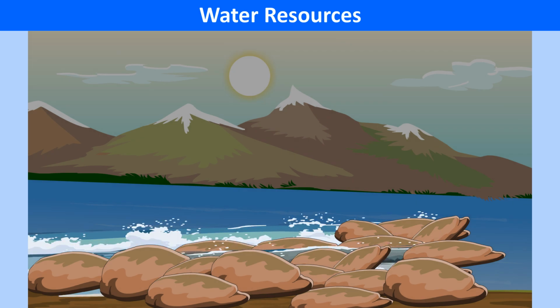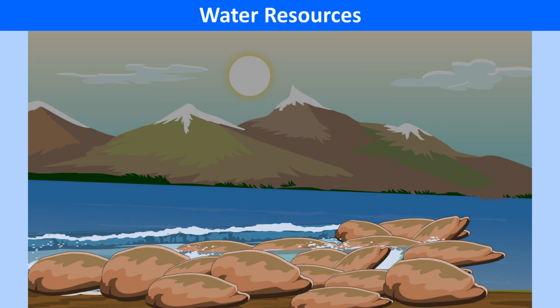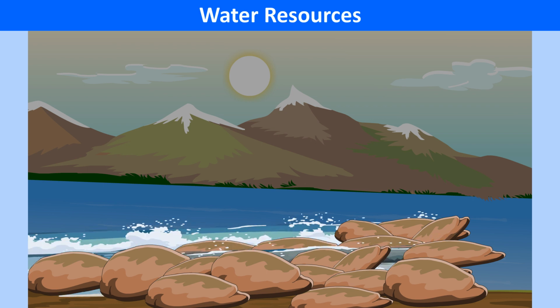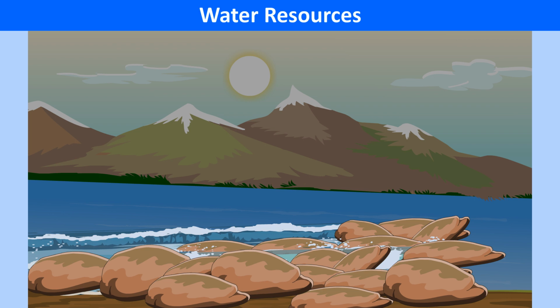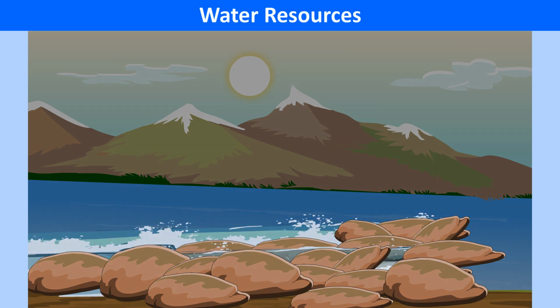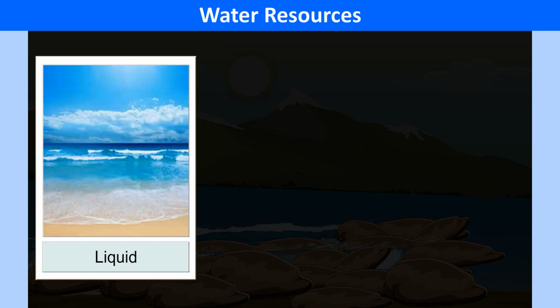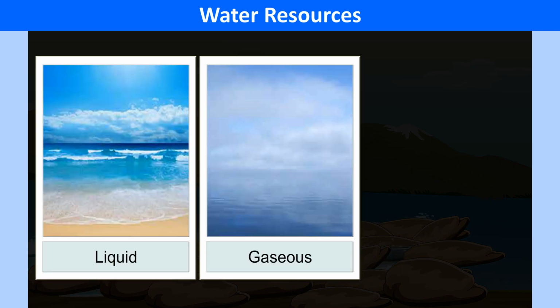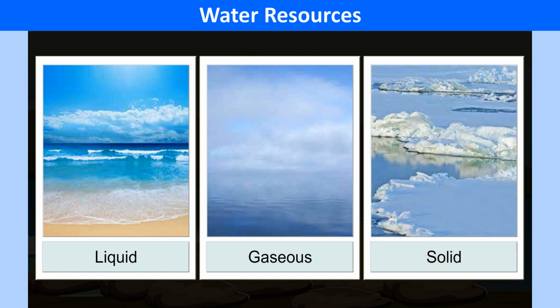Water resources. Water is basic to life and one of the most important renewable natural resources. It is colorless, odorless, and tasteless. It is the only resource that is available in 3 different forms: liquid, oceans, rivers, and lakes; gaseous, water vapor in the atmosphere; and solid, ice in the mountains and polar regions.